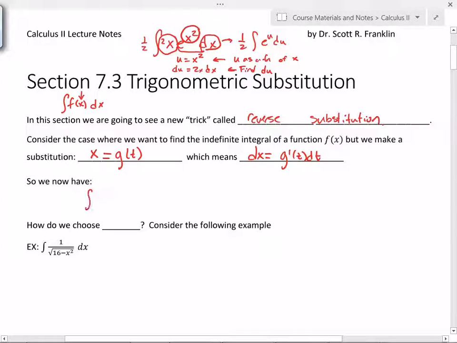So here's what we've got. Integral f of x dx becomes the integral of, everywhere there's an x you put g of t, and everywhere there's a dx you put g prime of t dt.